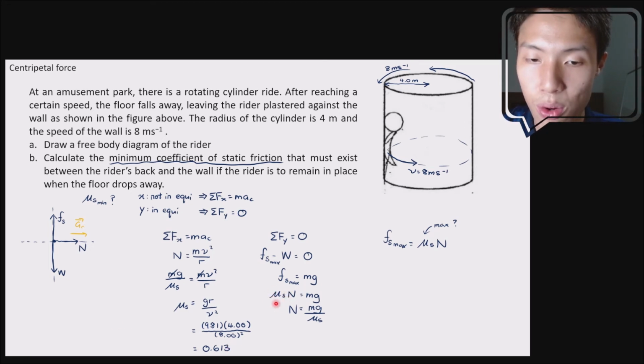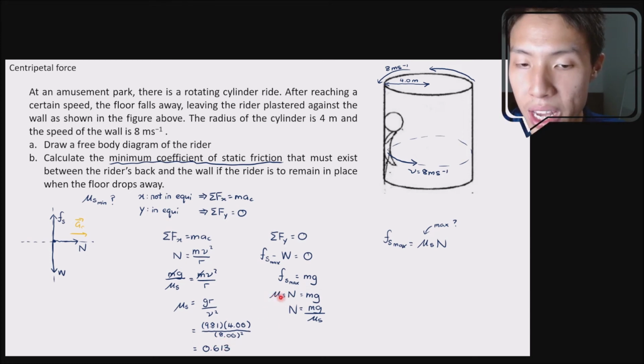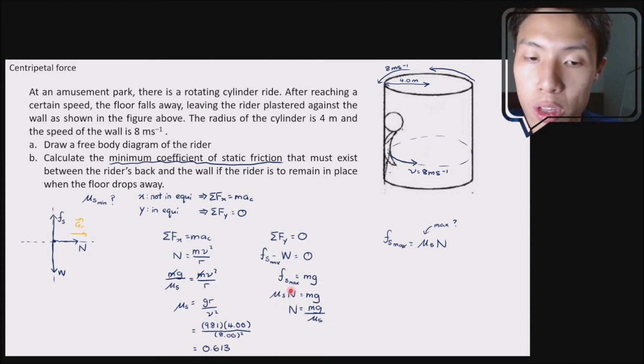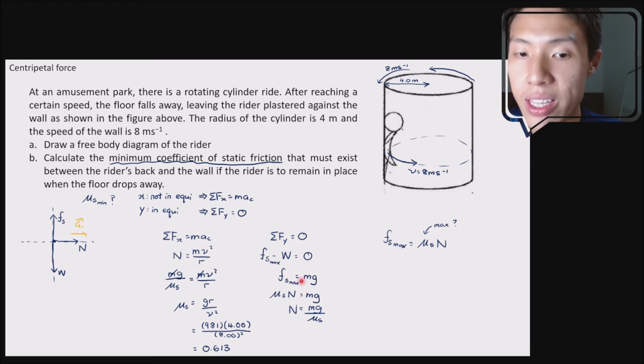If your coefficient of static friction goes below 0.613, then mu s multiplied by N, which is the maximum static friction, will be less than mg already. Okay, again, if your coefficient of static friction is less than 0.613, then 0.613 multiplied by the normal, that is fixed because you have a fixed speed for the ride already, will be less than the static friction required to balance the weight. In that case, the weight will be overpowering the static friction, then the rider will be sliding downwards.